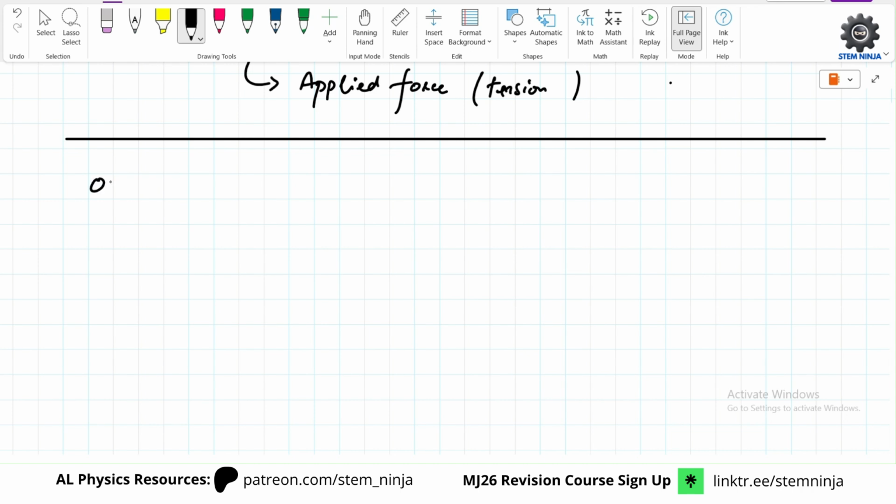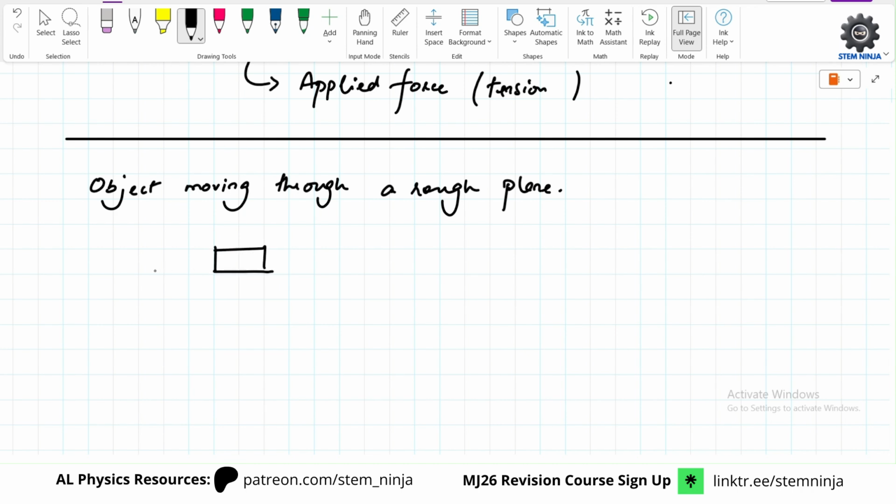A simple case, an object moving through a rough plane. So you have an object like this. Same thing we did before, but there's a driving force over here, and you have a friction force, we'll call this Fr, backwards. And this is the positive displacement direction.